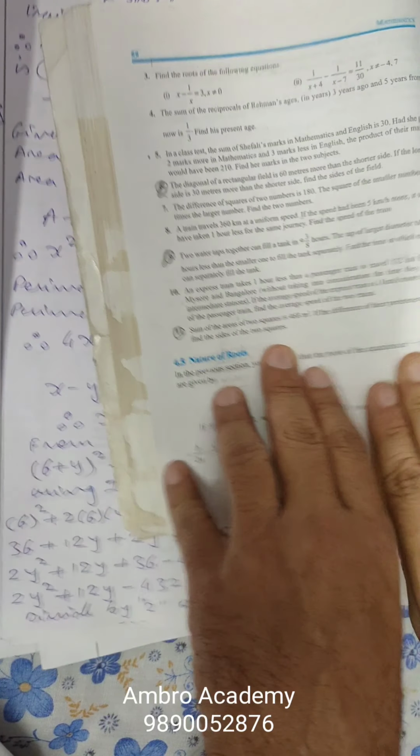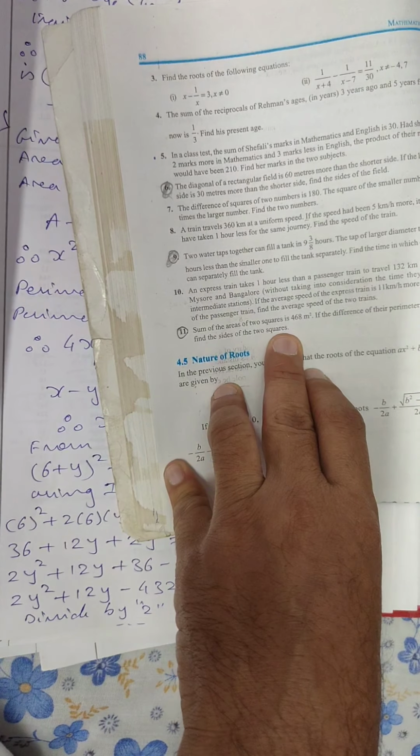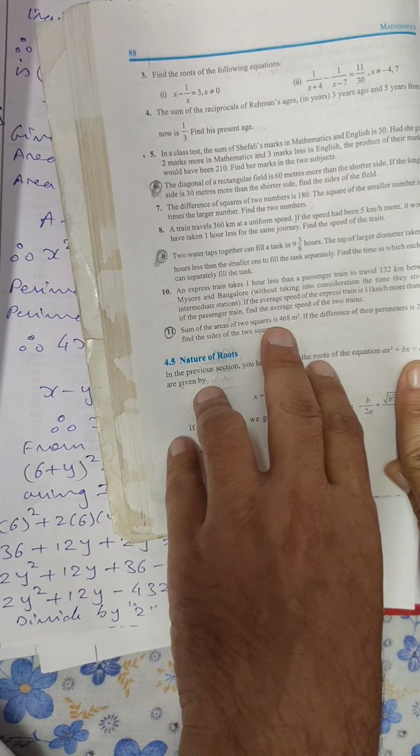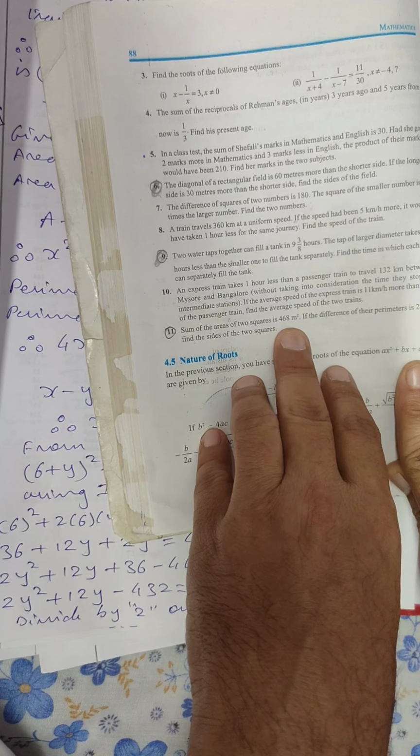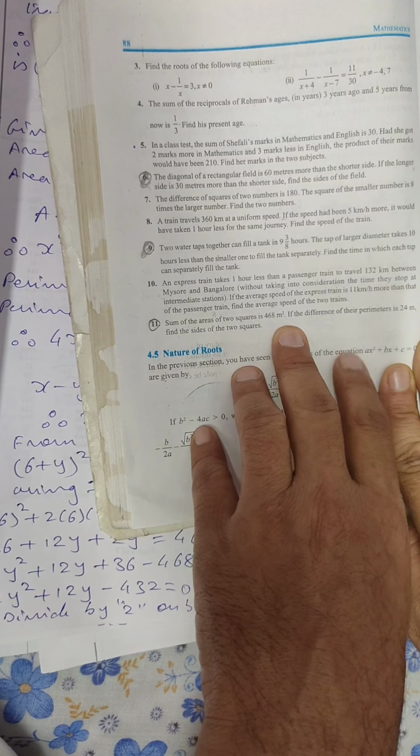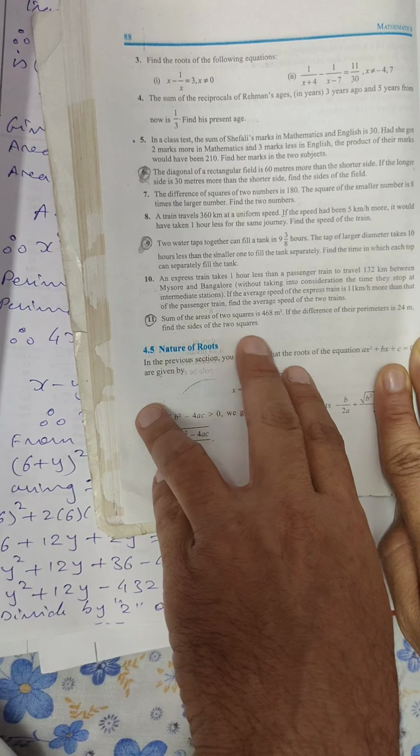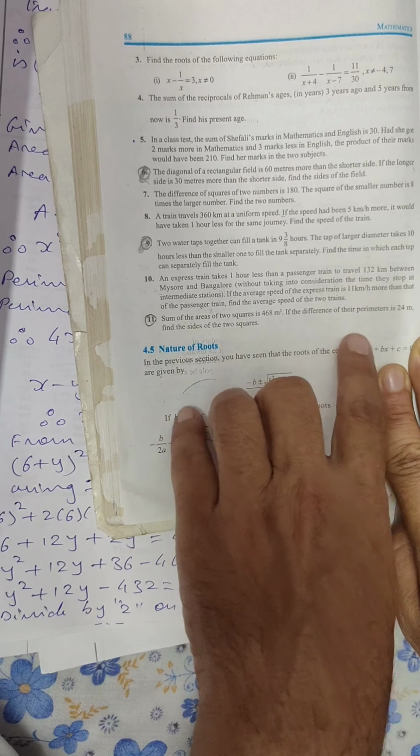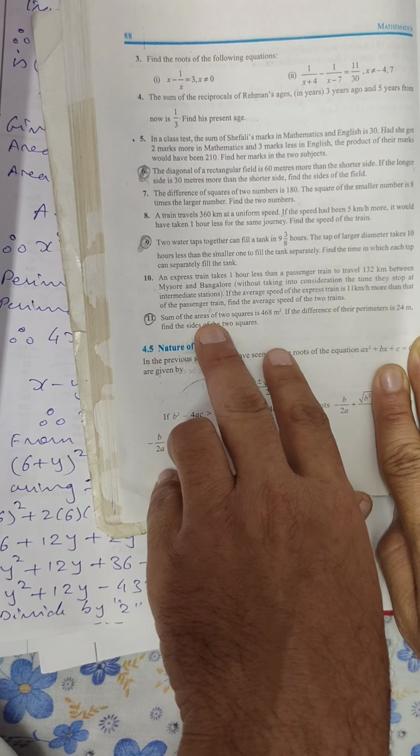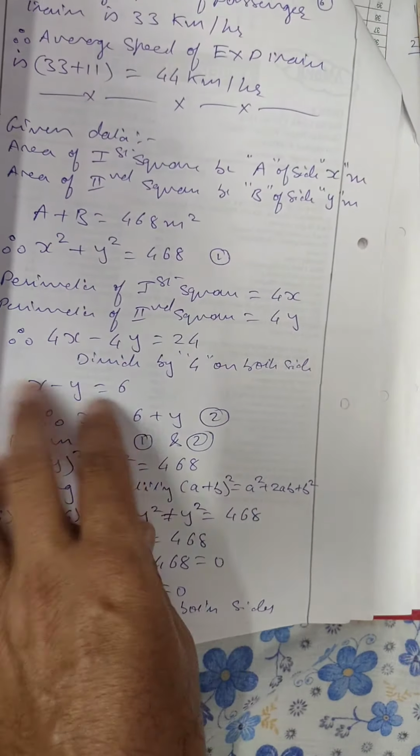The sum of areas of two squares is 468 meter square. So the sum of areas is given as 468. If the difference of the perimeters is 24 meters, find the side of the two squares. So they have given the difference in perimeters, and they have given the sum of areas of two squares.